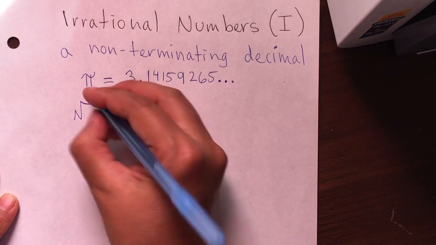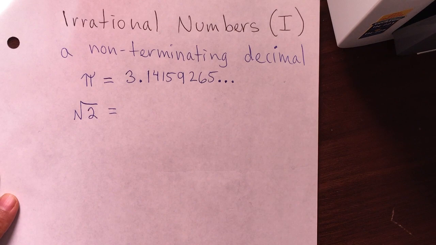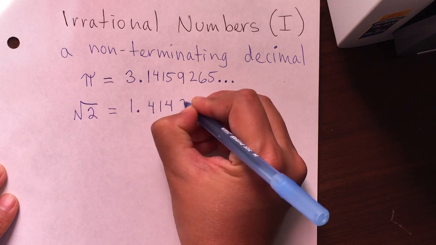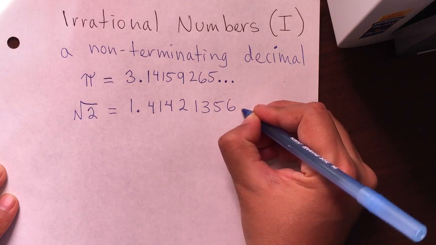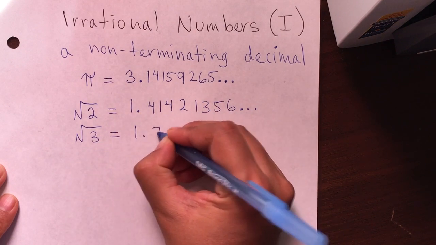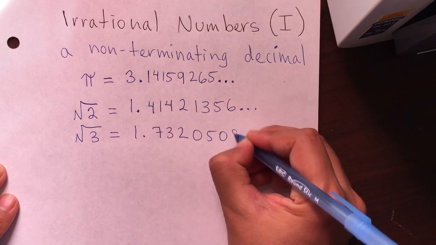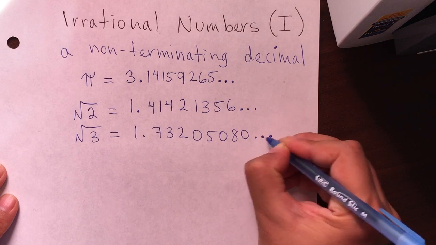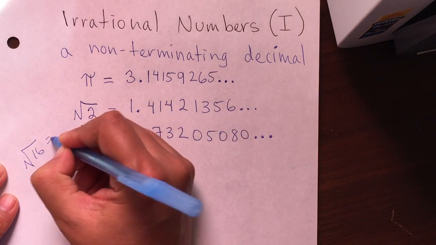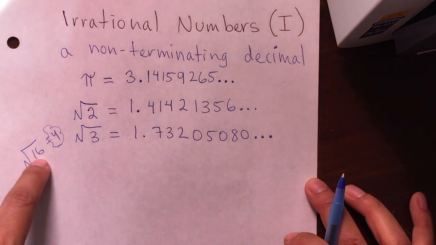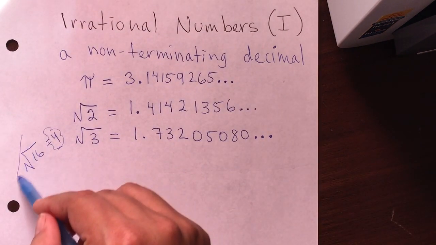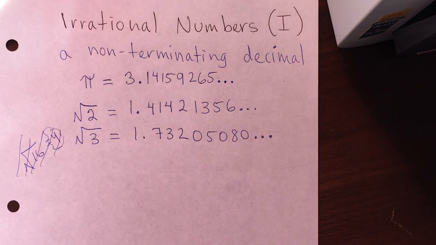Any square root that is not perfect is also an irrational number, and I'm going to give you two of them. The square root of 2 is 1.414213356, etc. The square root of 3 is equal to 1.73205080, etc. So these are just some examples, but again, any square root that is not perfect. For example, the square root of 16 is 4, so that will be a natural number, right? But if it's not a perfect square, then it would be an irrational number, okay? This shouldn't be in here because this is not an irrational number. That would be a natural or counting number.